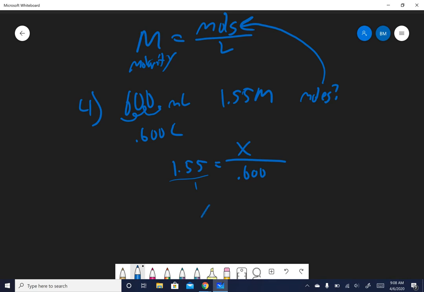1.55 times 0.6, and X equals, and we have 3 sig figs, 0.930. On my calculator, it just said 0.93. I have to add a 0 to give me 3 sig figs. And that's moles. So that's M-O-L-S or M-O-L-E-S. You can abbreviate it or not. Doesn't matter. That works too. All right, so that's number 4.